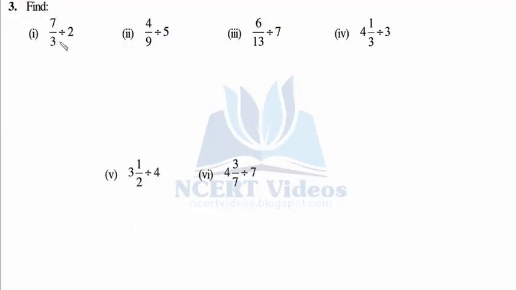Third, find. First, 7 over 3 divided by 2. Then second, 4 by 9 divided by 5. 6 by 13 divided by 7. 4 and 1/3 divided by 3. 3.5 divided by 4. The last one is 4 and 3/7 divided by 7.